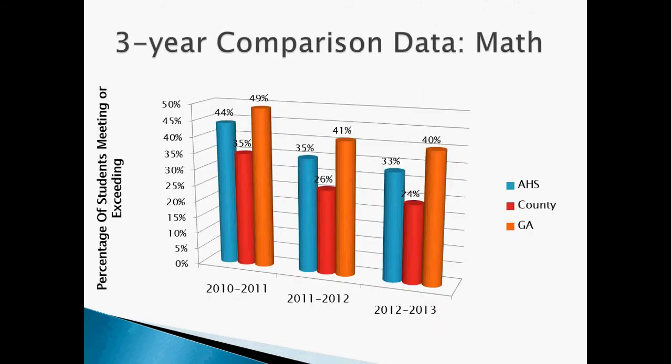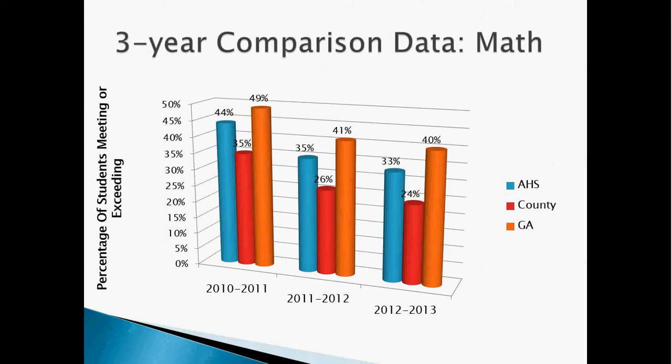Alright, so here's a 3-year comparison data plan for mathematics, or EOCT data. This points out that the blue is Alexander, the red is Douglas County, and the orange is the state of Georgia. We have been significantly lower, I say significantly, I think it is, than the state average. So we have 44% pass EOCT, where the state had 49% 3 years ago. Well, last year we had 33% and the state had 40%, so that gap has widened.